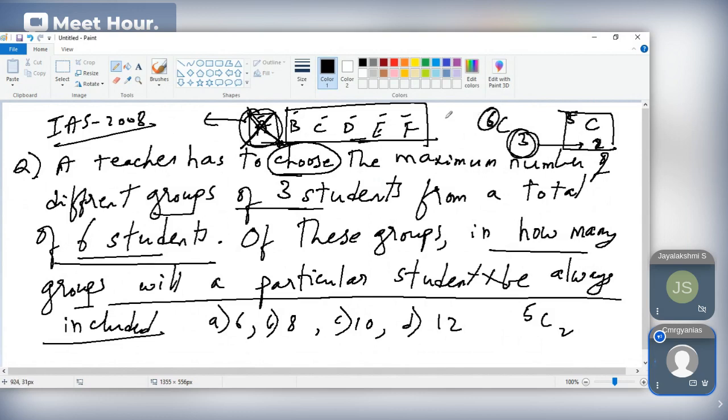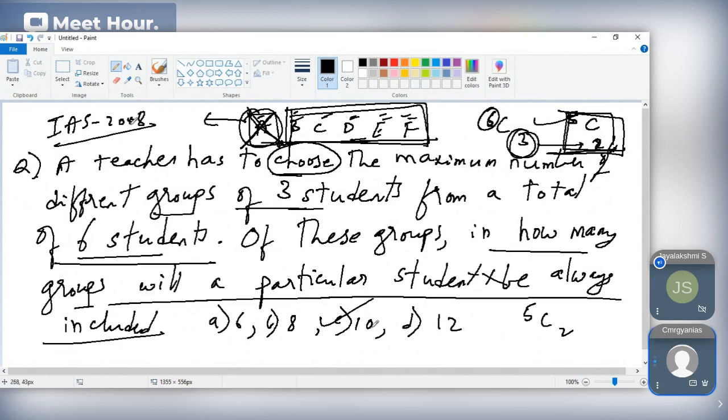Out of six, one I now don't want, so only five remain: B, C, D, E, F. Out of the remaining five, I select only two more. So my answer is 5C2. Okay, sir. 5C2 is nothing but 10. Yes, sir, 10. Option C.